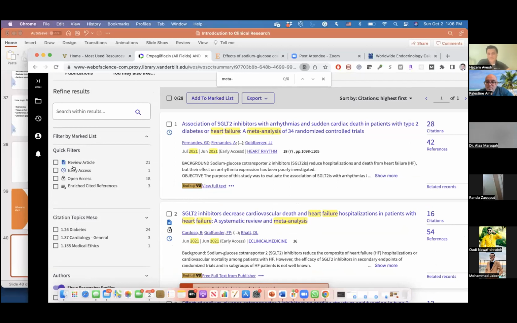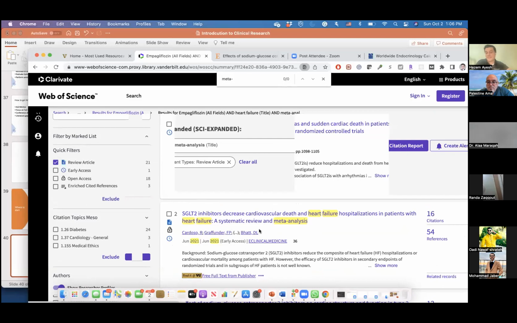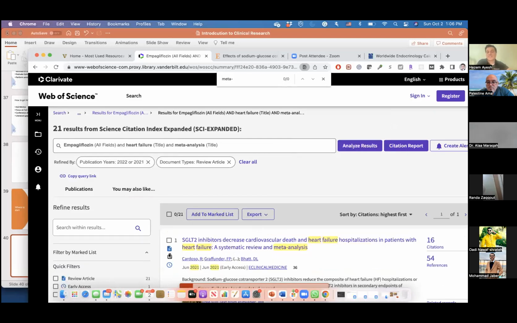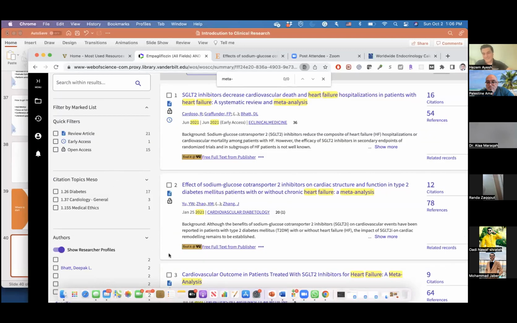There's another way. You can say review article, but when you say review article, you will not see all the meta-analyses. Sometimes they will not define it as a review article, even though it is a meta-analysis, it will not show up in the filter of review. So I recommend doing it twice, manual and review, so you can get most of the whole idea.